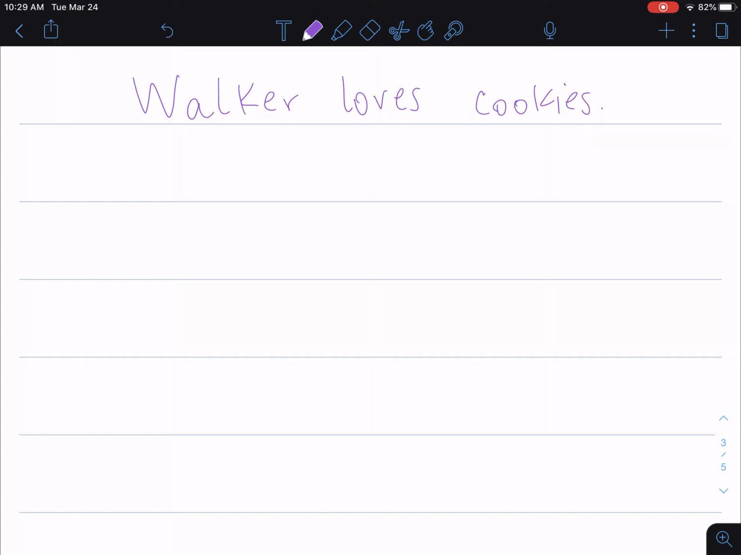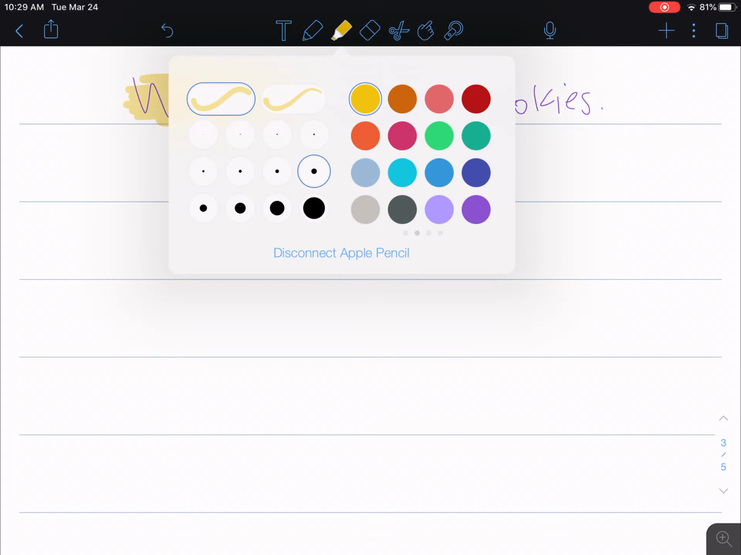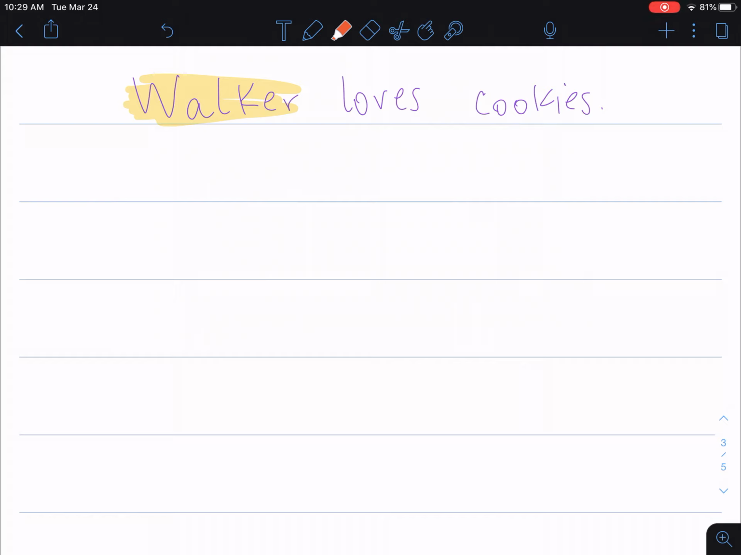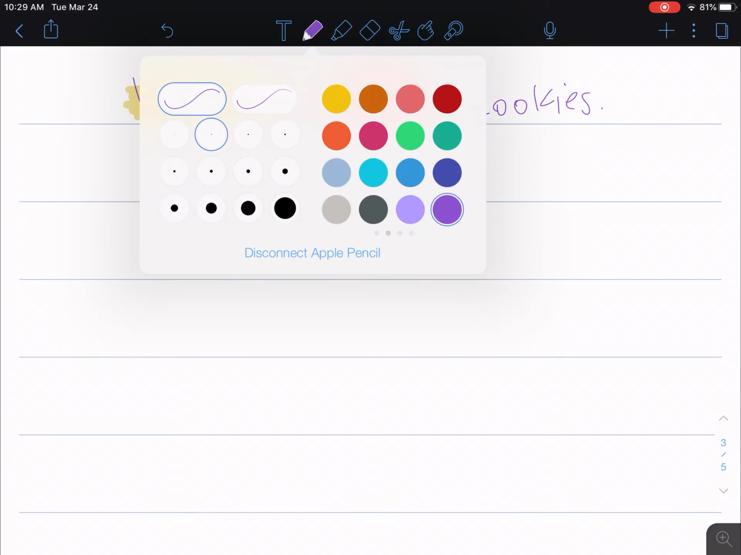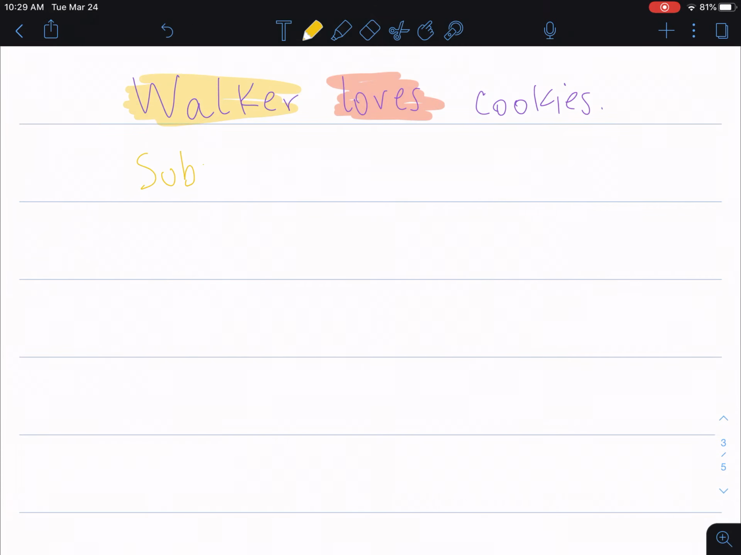So Walker has the two most essential parts of a complete sentence. It has the subject, which is the noun, the thing that the sentence is about, and it has the predicate verb, the action that he's doing. So Walker's the subject and loves is the verb predicate. Okay, so that's a complete sentence. You just need those two things.